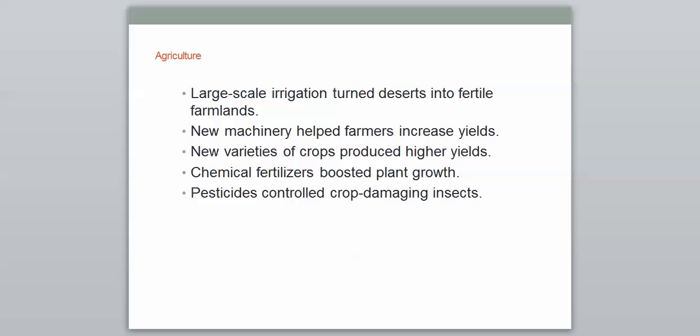And there's new machinery that helps farmers increase yields, with the large combines and things like that. There are new varieties of crops that are resistant to different pests, like Roundup Ready. Then there are chemical fertilizers, which help boost plant growth, things like anhydrous. And then there are pesticides that control crop-damaging insects.